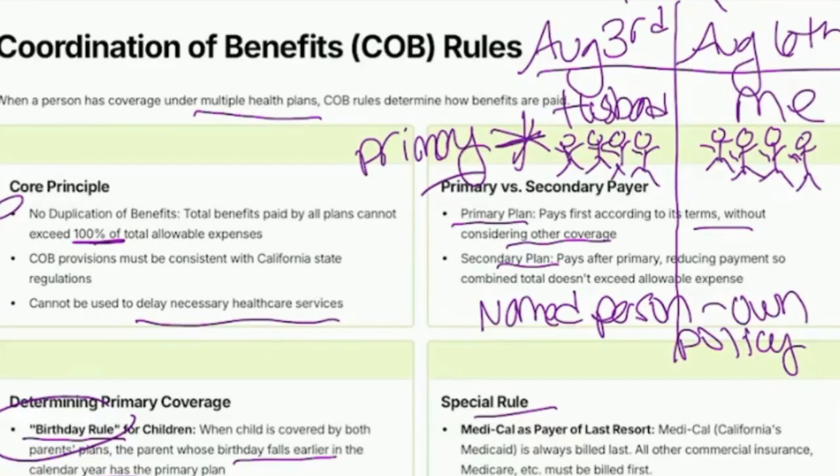The birthday rule is a commonly tested concept for determining primary coverage for children. Make sure that you understand it.